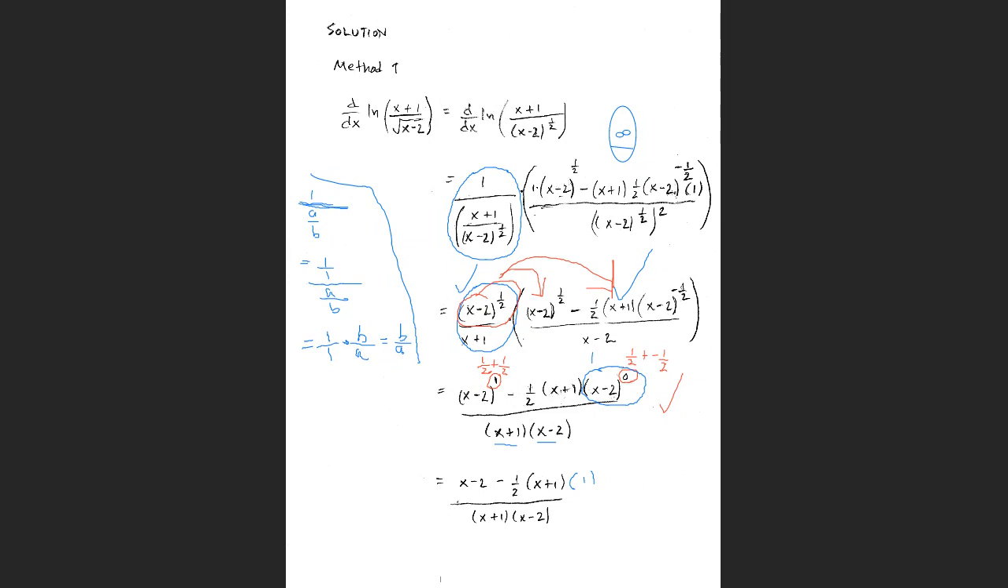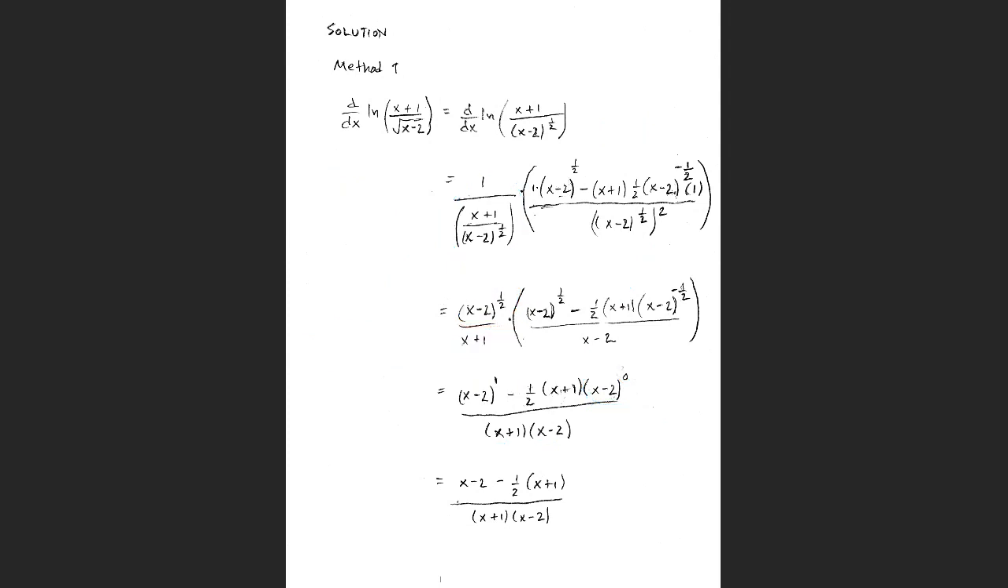Oh, in the numerator, x minus 2 to the 0th power is just 1. So in a sense, I did multiply it. x plus 1 times 1 is x plus 1. Are we okay with that step there?